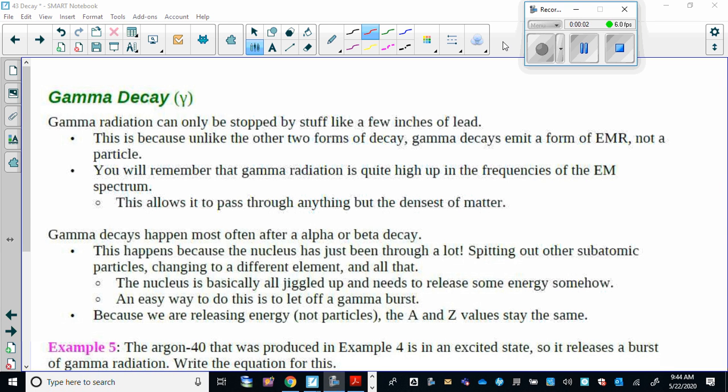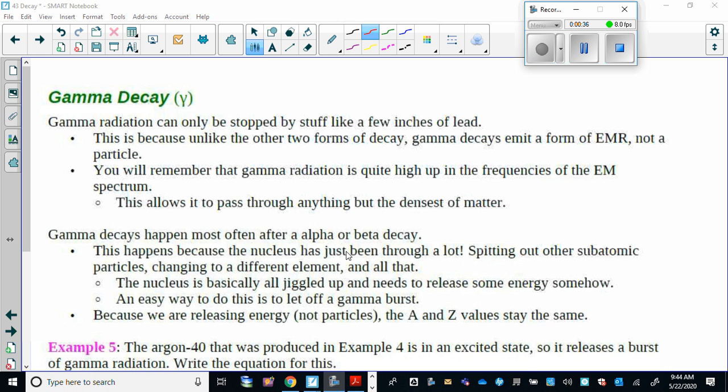The last form of radiation we're discussing is gamma decay. Gamma radiation can only be stopped by a few inches of lead. Gamma radiation is different from the others in that it is not a particle that is emitted, it is a form of electromagnetic radiation. It's electromagnetic radiation with very high frequency and very high energy, and it can be very, very dangerous. Gamma decays happen most often after an alpha or beta decay.